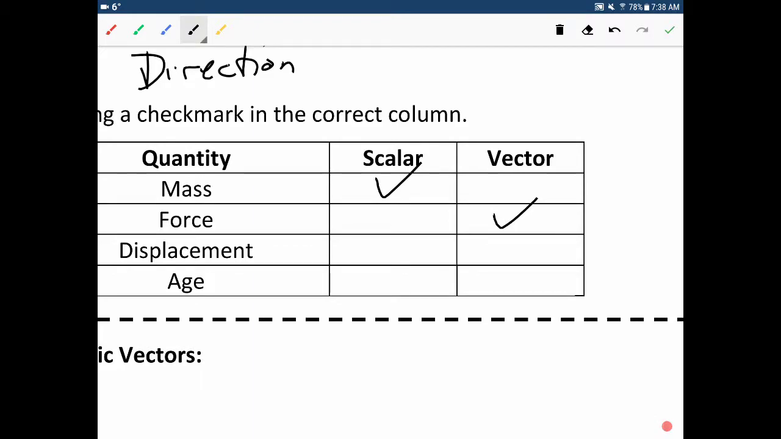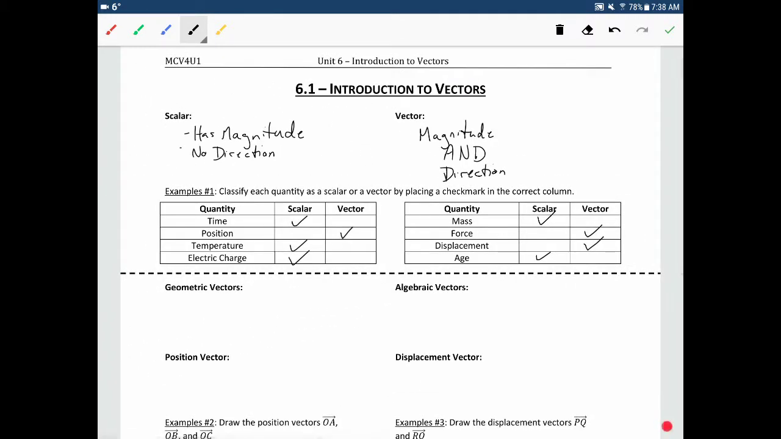Displacement is also a vector because it's going to tell us not only how far we are from something, but what direction we are from something. And finally age, which is the same thing as time. So I don't know why those are separate, but that's also a scalar.